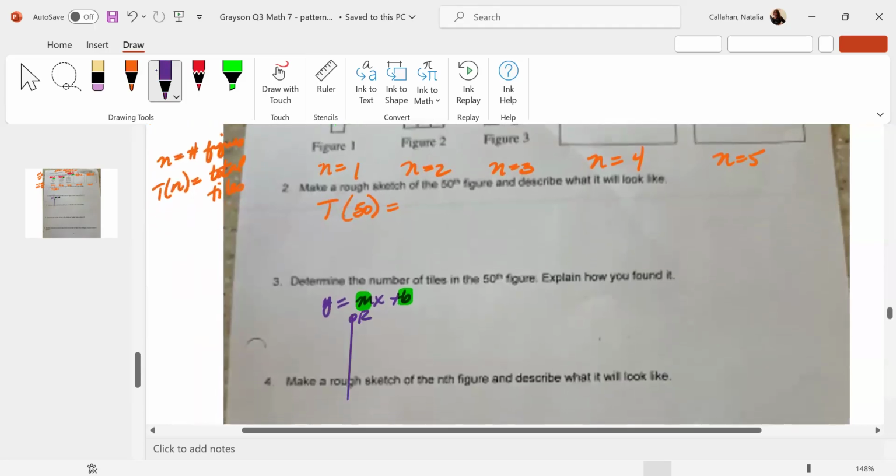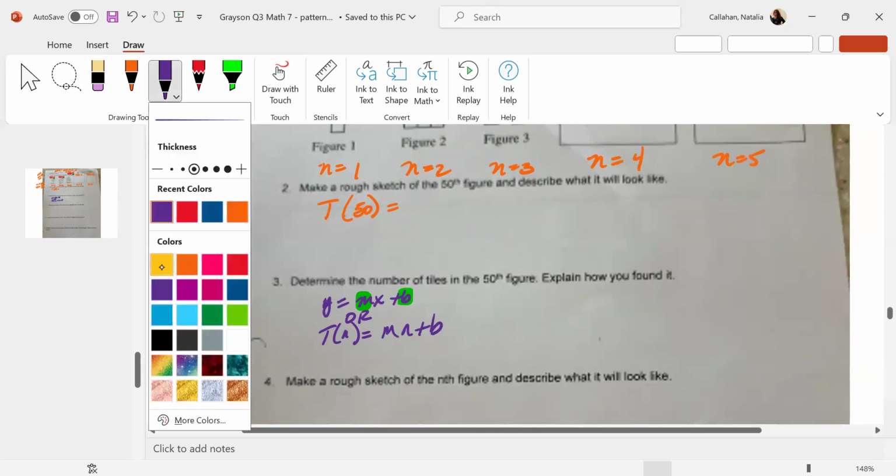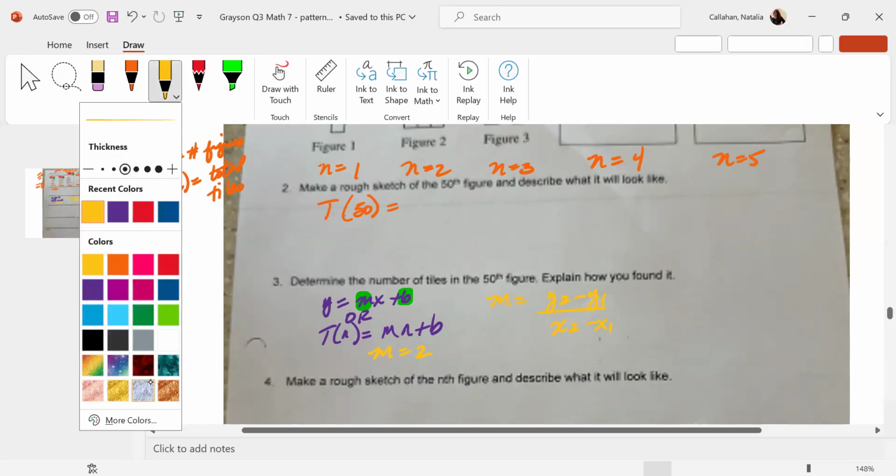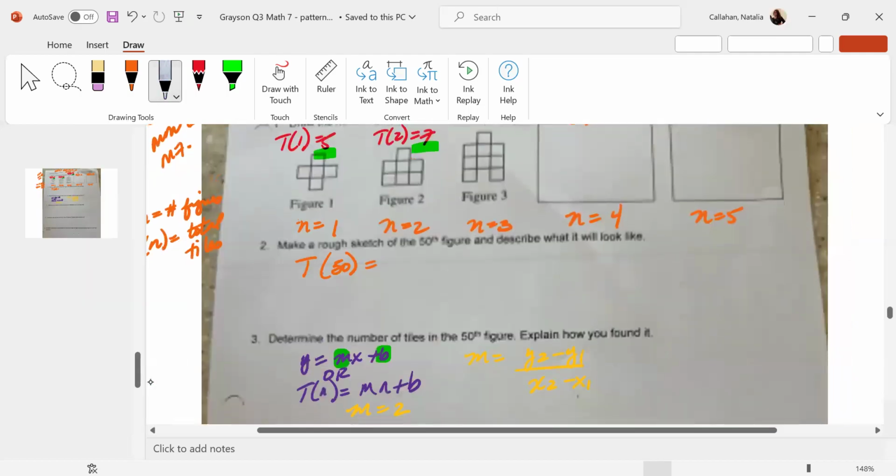Another way of writing this, remember, is what's the other equation? T of n is equal to m times n plus b. But in our previous equation, we already determined that m is equal to 2, correct? But if you were to figure it out, what's the equation for slope? y2 minus y1 over x2 minus x1. What are the 2 points that you should always use? That's going to be the easiest. The 1, 5, and 2, 7.